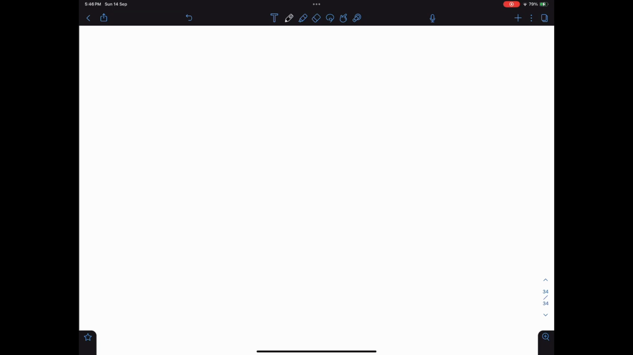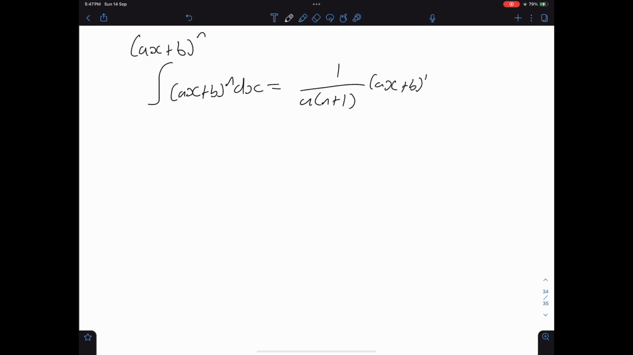So now we'll move on to integrations of the expression (ax + b)^n. In your textbook, you'll find this formula, and obviously you can use it very quickly to do it mentally. But I would like to explain where it comes from and why it must be this linear form.